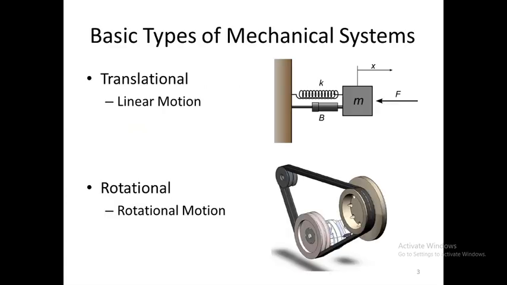Okay, so the basic types of mechanical system: one is translational, or in short, we can say linear motion, that is straightforward or in a line, and the other is rotational motion, where a conveyor belt or motor is used, or the motion is a rotation.